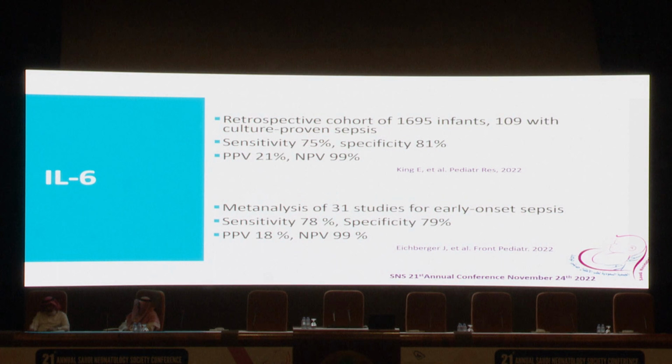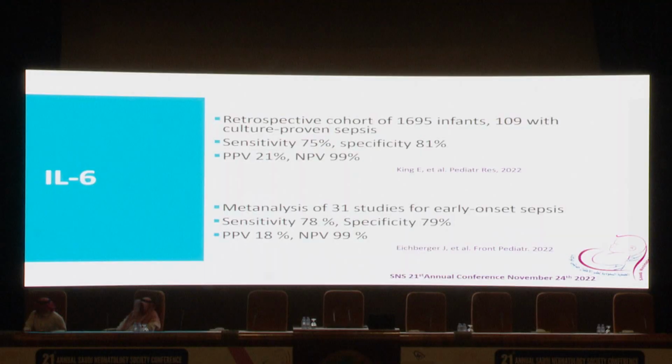What is new now? We have interleukin-6, and this is a very recent study. One of them is a retrospective cohort study. They included 1,695 infants with 109 culture-proven sepsis. They found interleukin-6 had a sensitivity of 75 and specificity of 81 with a high negative predictive value. So it works. We don't know. We'll see the second study.